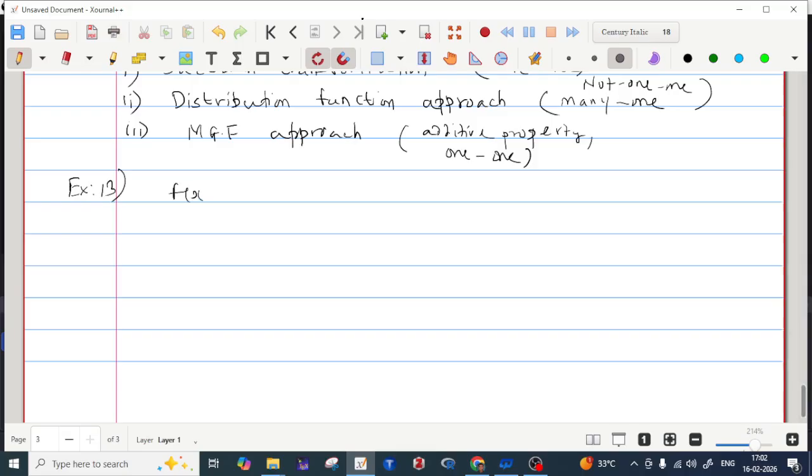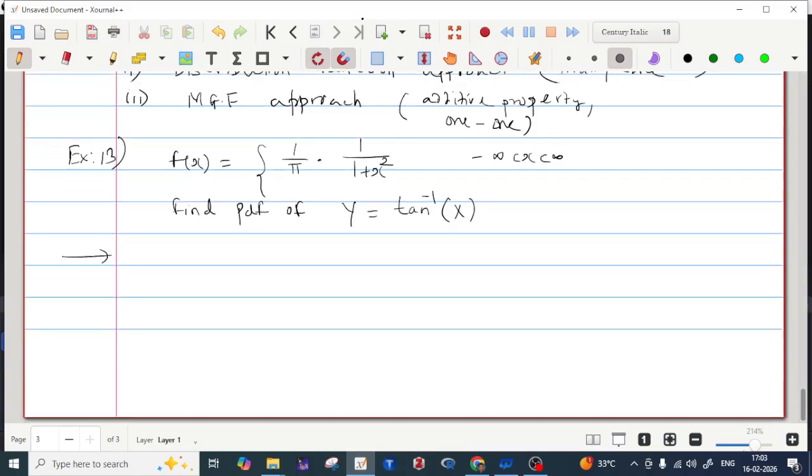Let's consider the PDF f(x) equals 1 upon pi multiplied by 1 upon 1 plus x square. Find the PDF of y equals tan inverse x. So we will solve this example by using a Jacobian transformation approach.